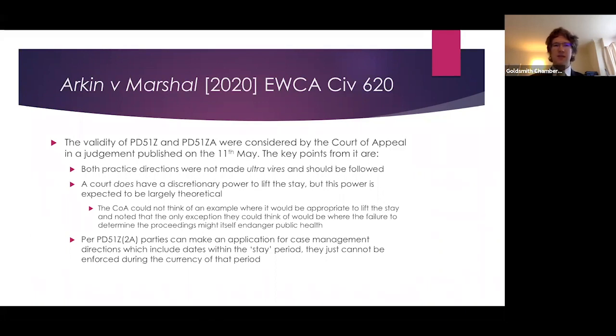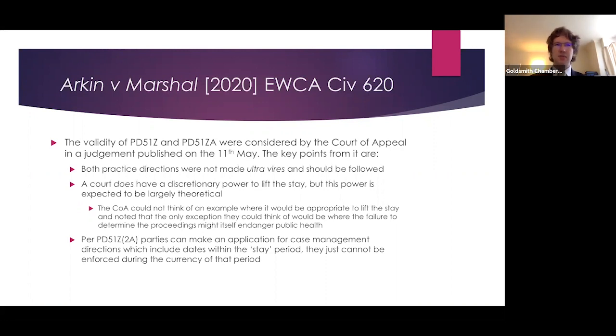Key points that have come out of the case are, perhaps unsurprisingly, both practice directions were not made ultra vires and should be followed, but two points that are perhaps a little bit more interesting. Firstly, the court does have a discretionary power to lift the stay, and because it's a practice direction, it does not have to be slavishly followed. The court does have discretion. However, the Court of Appeal made very clear that that power is expected to be largely theoretical. They don't really anticipate the courts ever using it. They did say it was possible, but couldn't really think of a clear example when it might be appropriate.